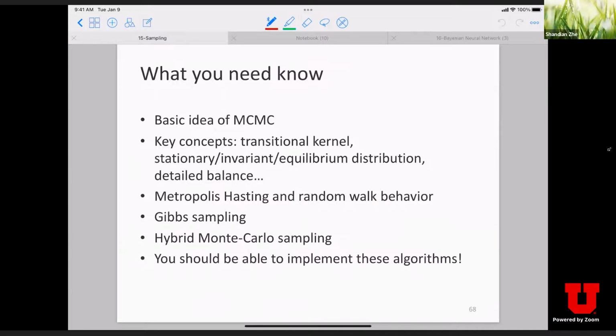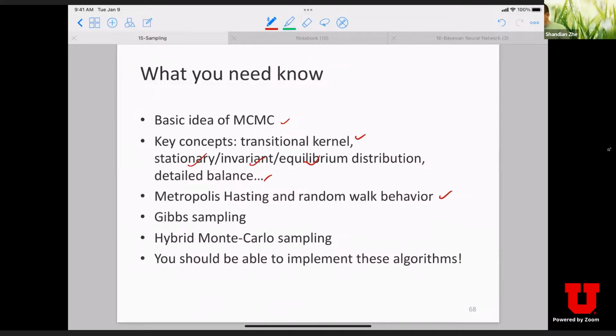So we expect you to understand the basic idea of Markov-Chain Monte Carlo sampling, and the key concepts to construct such a chain, like how to design the transition kernel, and what the so-called stationary, invariant, equilibrium distribution is. They basically mean the same thing. What is the distribution your chain finally converges to? And what is detailed balance? It is actually a sufficient condition to guarantee that your chain will converge to some target distribution.